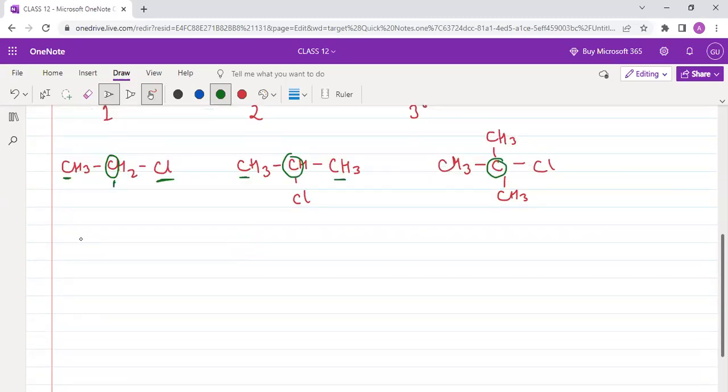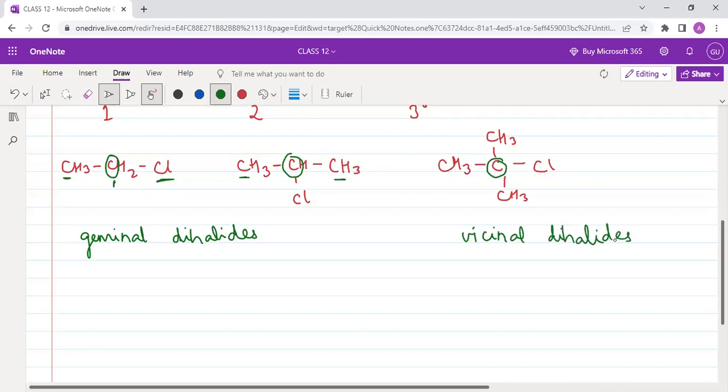Now tell me what are geminal dihalides. Dihalide means two halogen atoms are attached. So you should know the difference between geminal dihalides and vicinal dihalides. When both halogen atoms are present on the same carbon atom, it is called geminal halide. In geminal, the halogen atoms are present on the same carbon atom, and in vicinal, they are present on different carbon atoms.